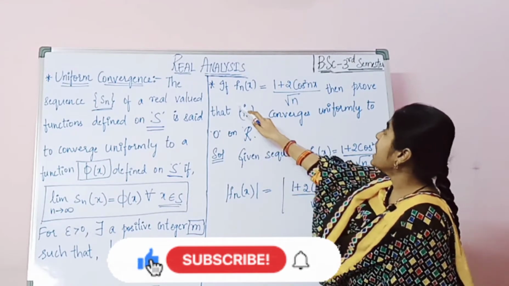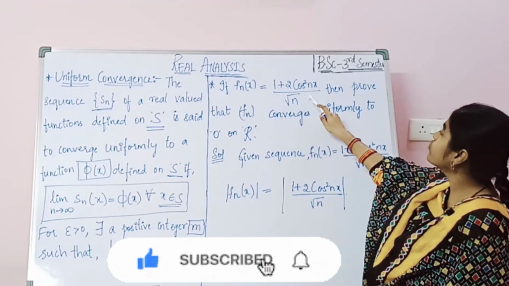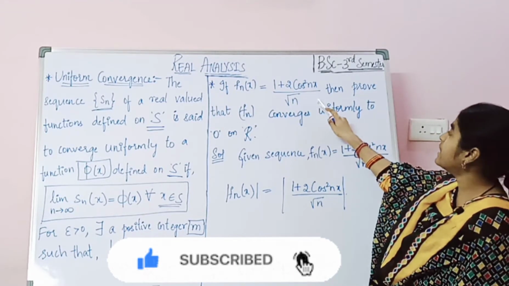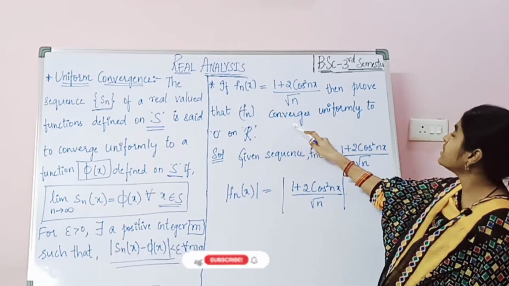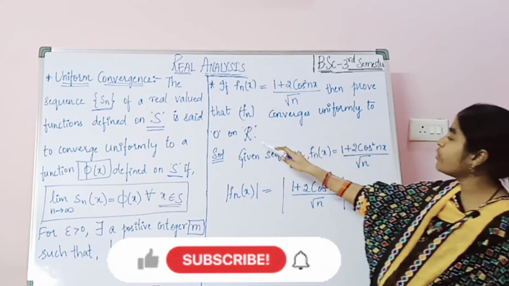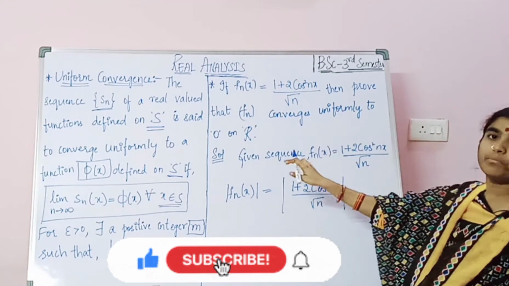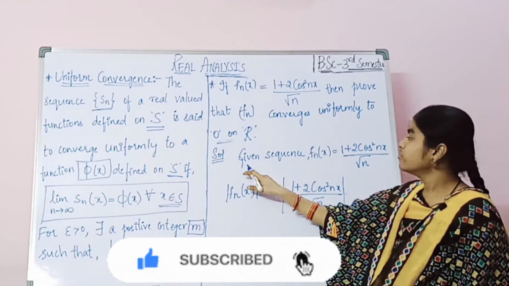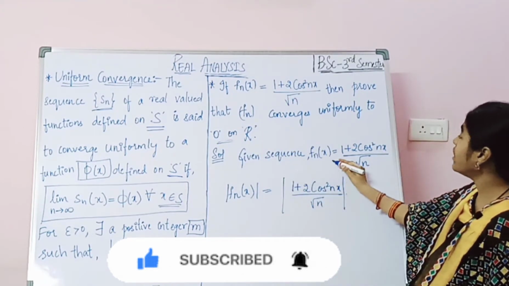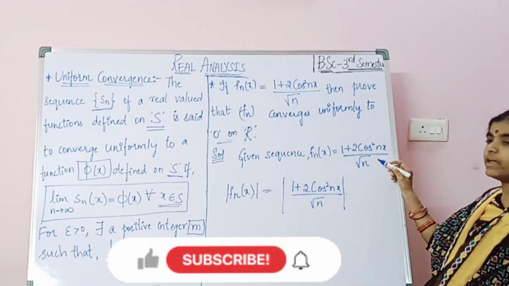So the first one: if fn of x equals 1 plus 2 into cos square nx by root n, then prove that fn converges uniformly to 0 on R. So what we have to prove here? Fn should converge uniformly to 0 on R. What is given here? Fn of x equals 1 plus 2 into cos square nx by root n.